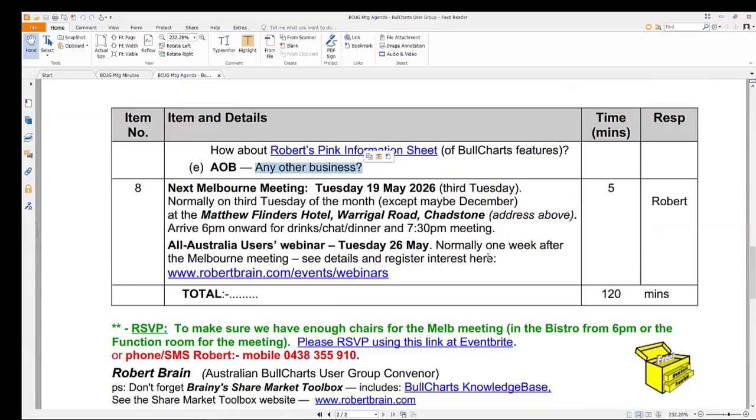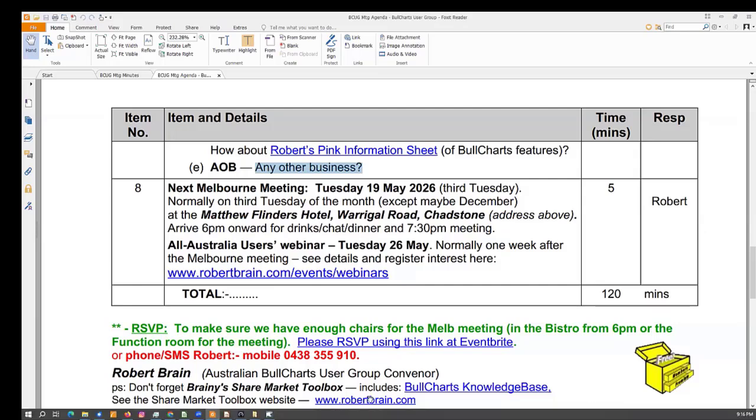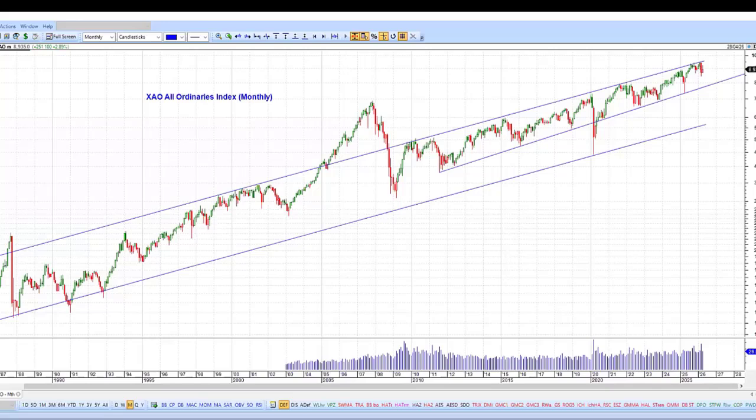Robert, just one thing. I was playing around a week or two ago with some bands going back several years to see what the XAO, for example, has been doing. If you've got a moment, I can share a chart with you. I'll stop sharing mine and let you share yours. Hopefully this will come up again. Can you see that? Yes, we can.